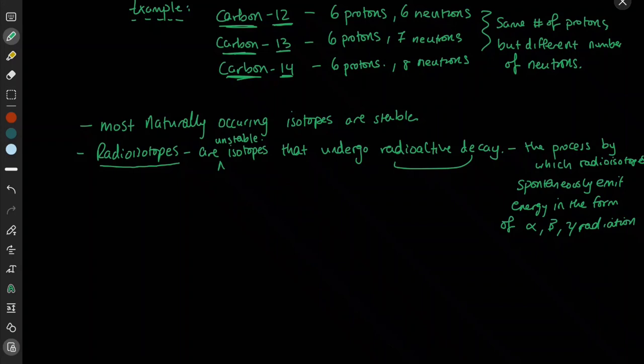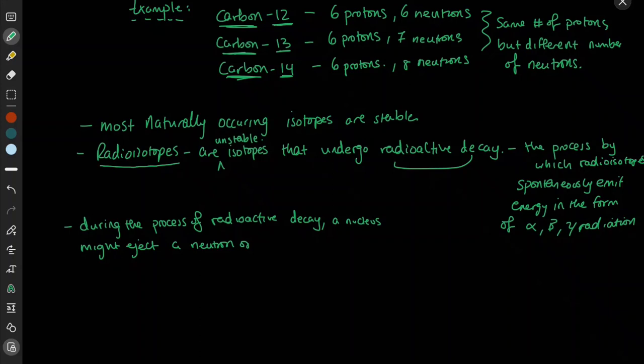Something important to note is that during the process of radioactive decay, a nucleus might eject a neutron or proton. If it ejects a proton, that means the atomic number changes, because if you lose a proton, the number of protons in the nucleus goes down by one. If you lose two, it goes down by two. If you lose three, it goes down by three, and so on.